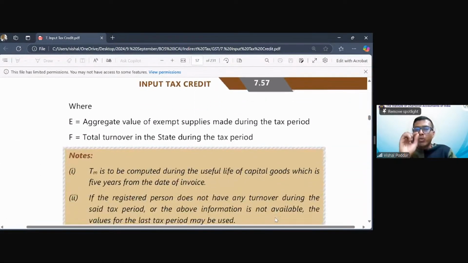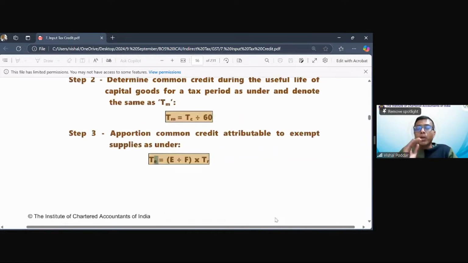Now, whatever is this amount of TE which is not eligible, that you will reverse in the current month's return. Now, why we are saying you will reverse this in the current month return? Because in capital goods case, maybe these machines are 1 year old, 2 year old.